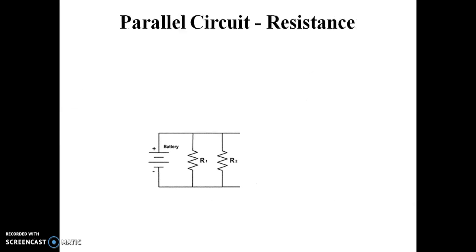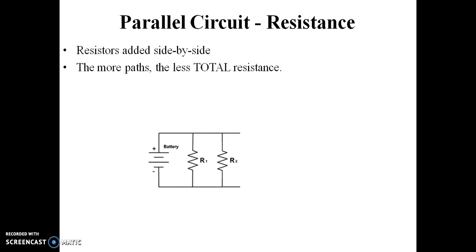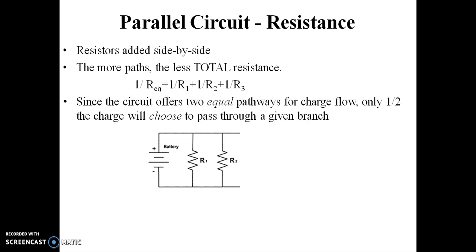Okay, so here is parallel circuit resistance. Resistors added side by side. Here R1 and R2 are connected side by side. There are more paths, so the total resistance is lesser than R1 and R2. The equivalent resistance is given by 1 by R equivalent equal to 1 by R1 plus 1 by R2 plus 1 by R3, where R equivalent is the equivalent resistance of the whole circuit. Since the circuit offers two equal pathways for the charge flow, only half of the charge will choose to pass through a given branch. Figure 4.2 gives two resistors connected in parallel.